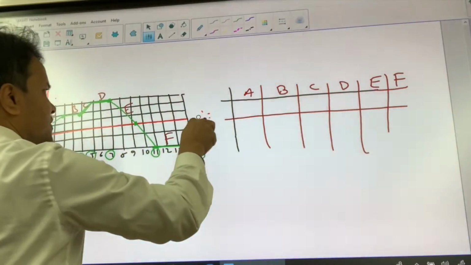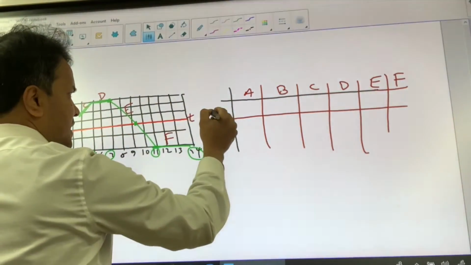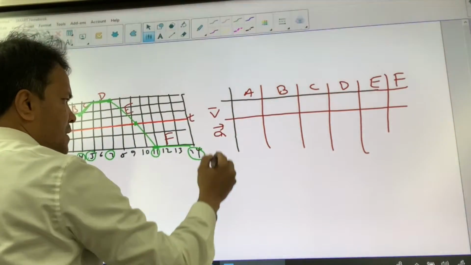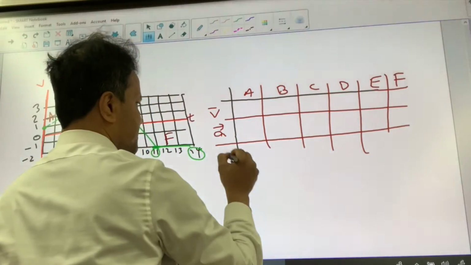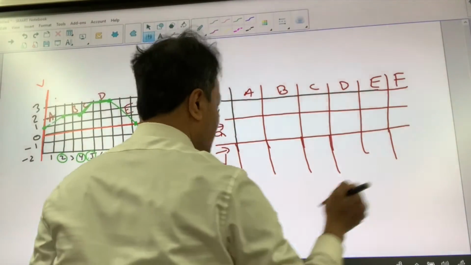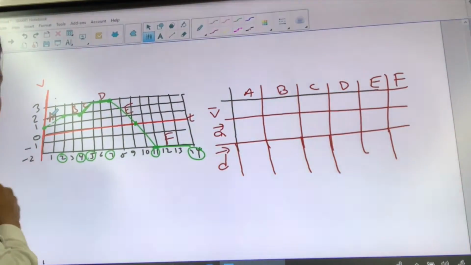And here's what we are trying to find. This is t, of course. We want to find the average velocity, the acceleration, and the displacement. And then we want to draw the a-t graph. Okay, so let's see how we can do that.